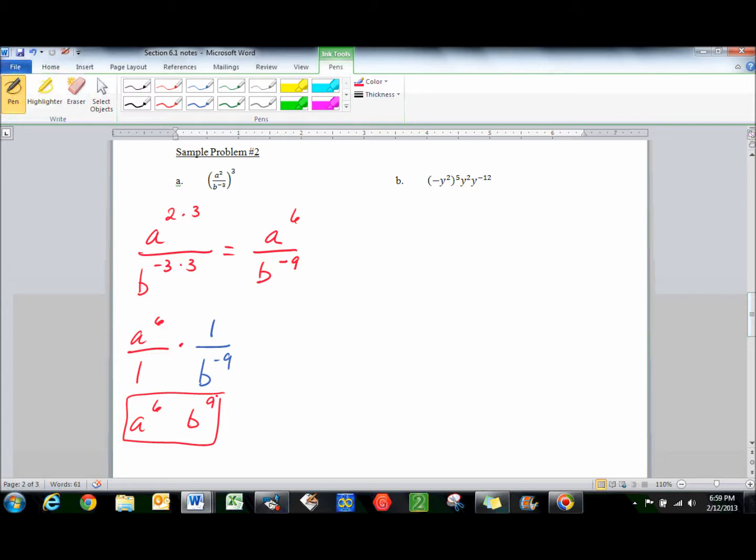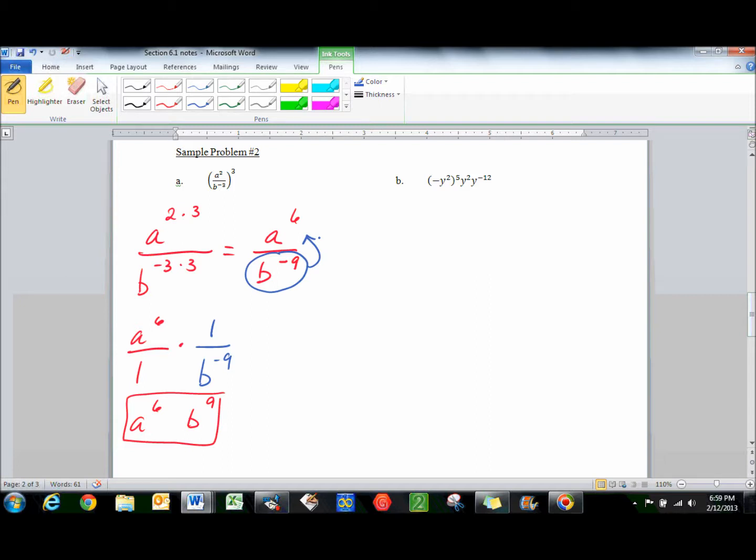Now, if you become more comfortable with this, it is perfectly acceptable for you to just take this variable and move it up top, because that's in effect what you're doing. And you can just switch the negative exponent with this variable from top to bottom or bottom to top, whichever direction it needs to go.